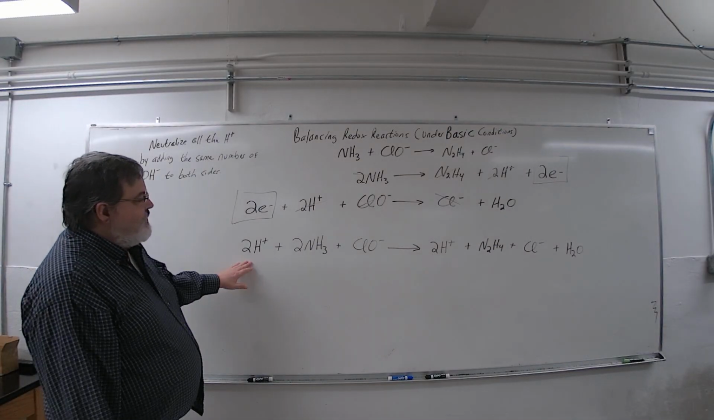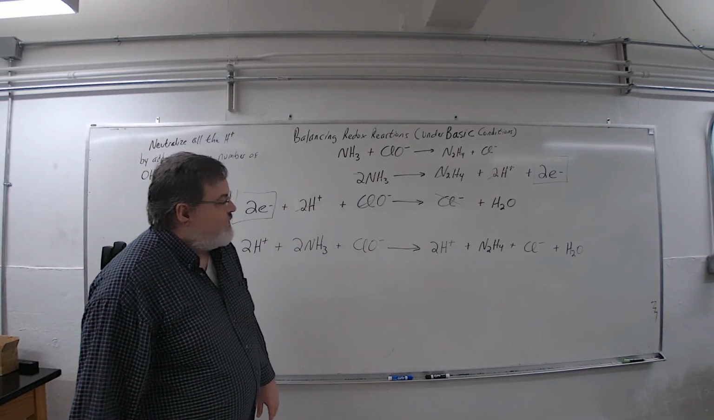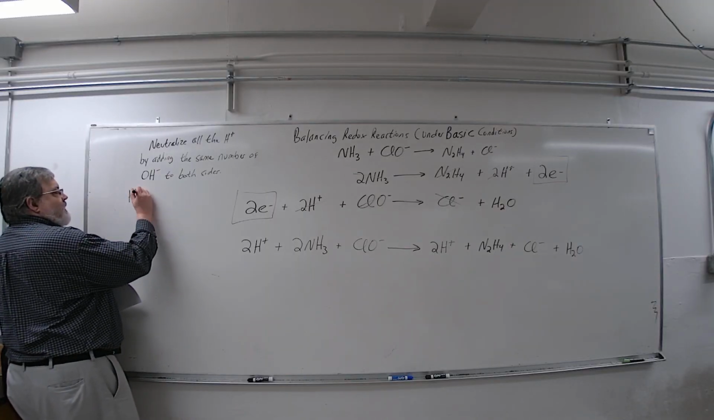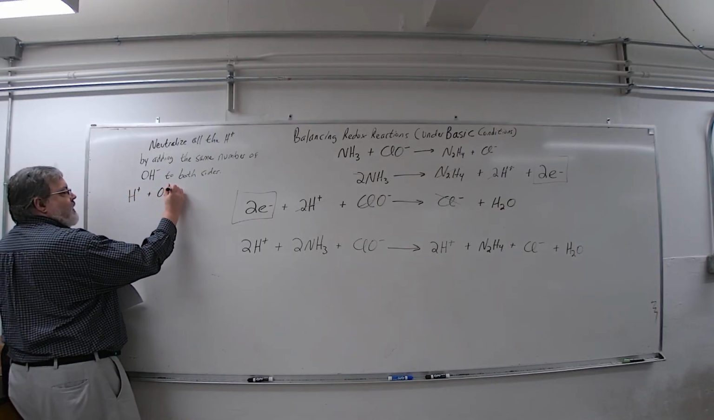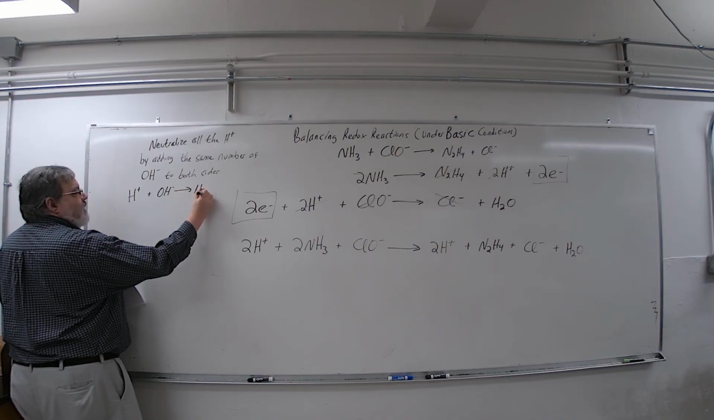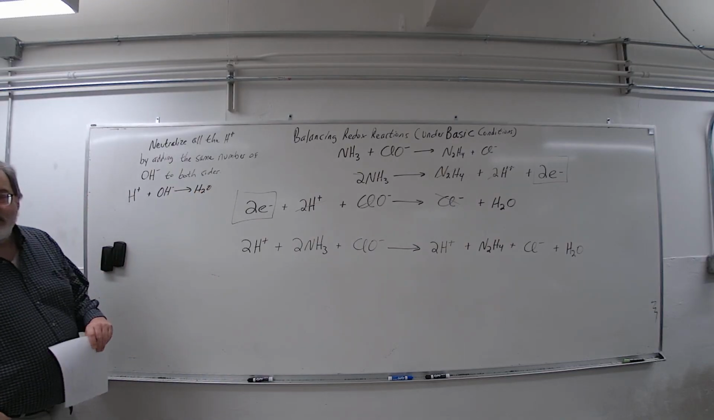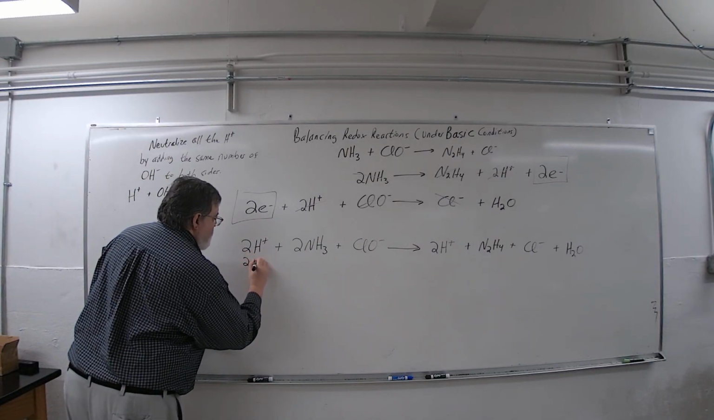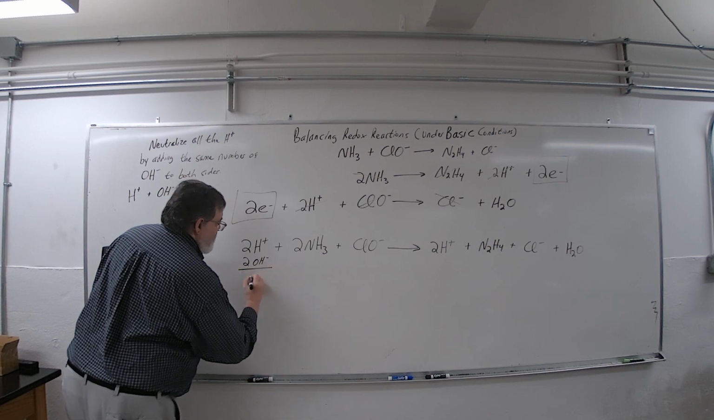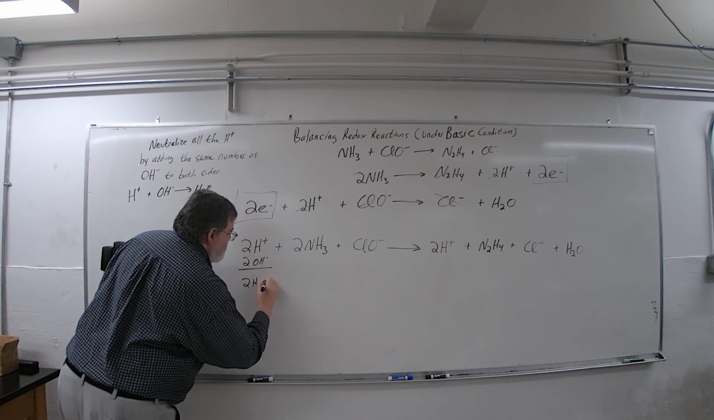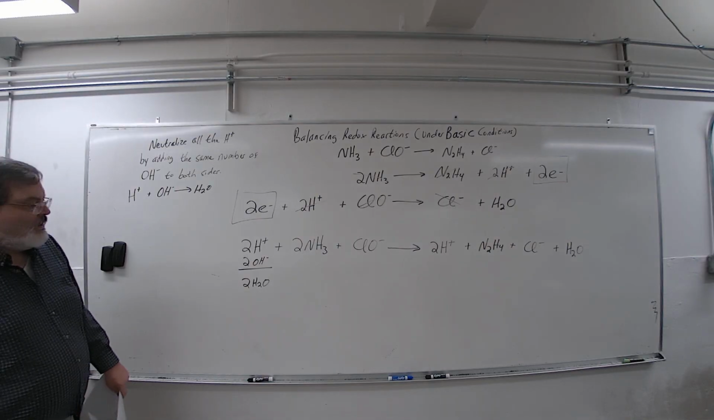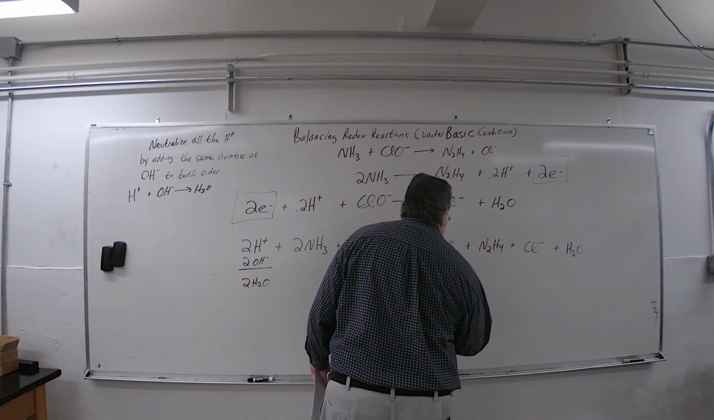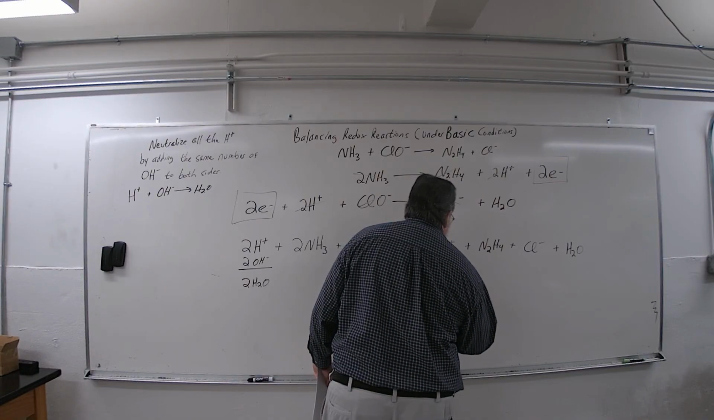All right. So I've got 2H+ here and 2H+ here. So if I just add 2 OH- to both sides, what I'm saying is we're going to be creating some H2O by doing this. 2H+, and now I'm going to add 2 OH-. That's going to give me 2 H2Os here. The same thing's going to happen here. Add 2 OH-. Gives you 2 H2Os.